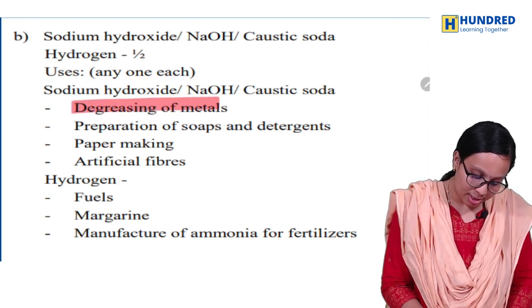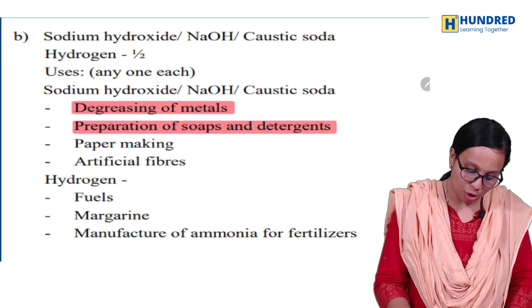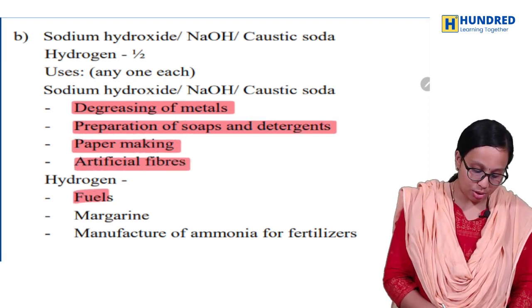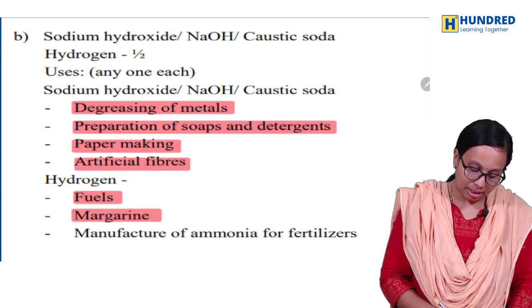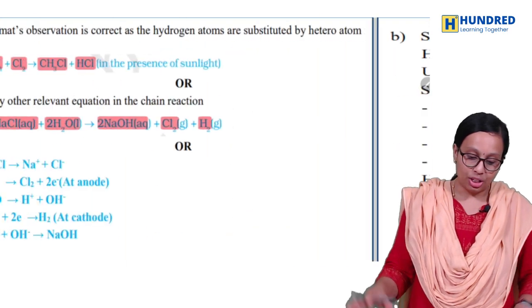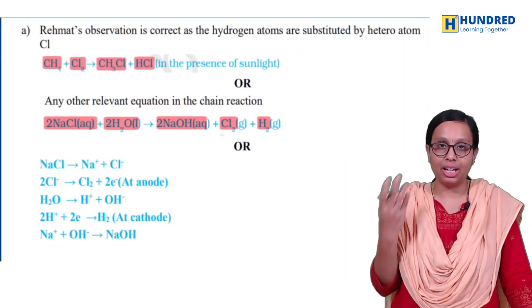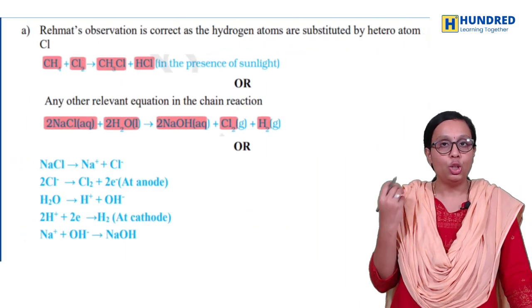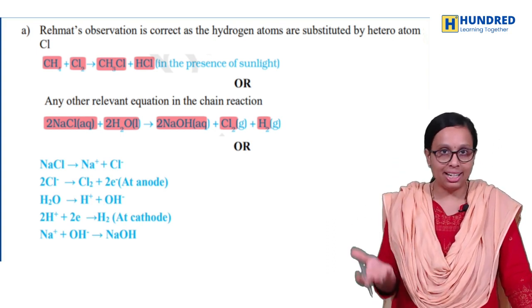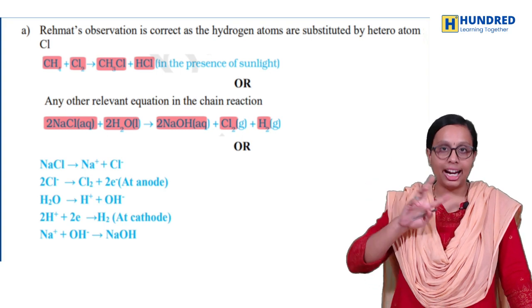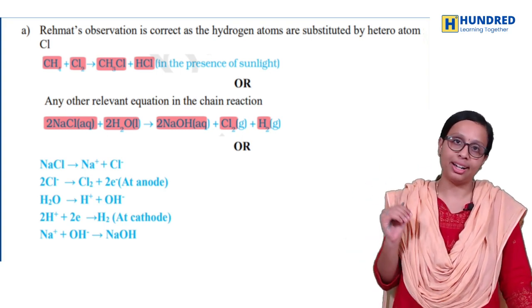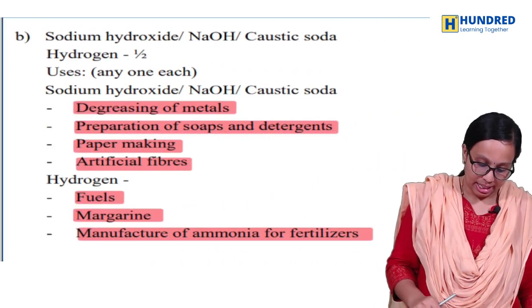Sodium hydroxide is used in degreasing of metals, preparation of soaps and detergents, paper making, artificial fibers. Hydrogen is used as fuel, in margarine, and in the manufacture of ammonia for fertilizers. Any one use you can write. So here you're taking a brine solution, and in that electrolysis method, you get chlorine gas. With chlorine, you get sodium hydroxide and hydrogen. So the question is, identify the other two products and also give one use for each. Okay, so you can write any one use. The next question.